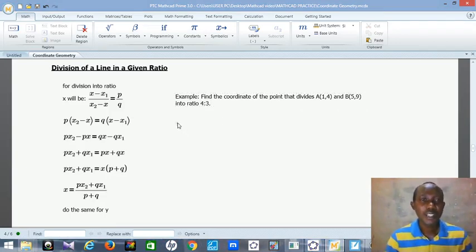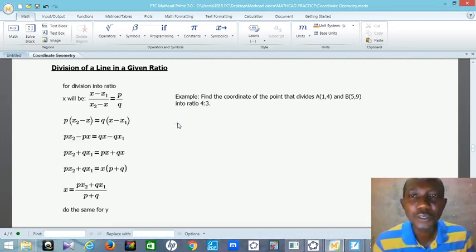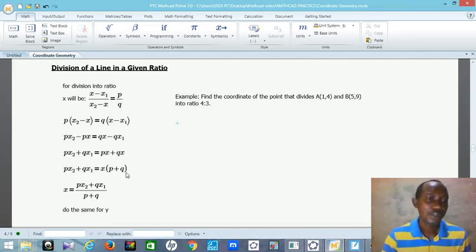So they can come in any form. If you are asked to find this, how do you do this? Just use this formula. You don't need to plot your graph and move on. So you do for x and you do for y. So let's solve for x.